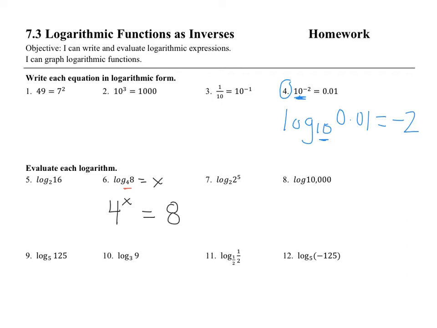Now this doesn't really help me, but what you want to do once you do this is rewrite it so that they have the same base. I can rewrite 4 as 2 squared. So that's 2 squared to the x power. I can rewrite 8 as 2 cubed. So power to power, you have to remember that you multiply. So this is actually 2 to the 2x is equal to 2 cubed.